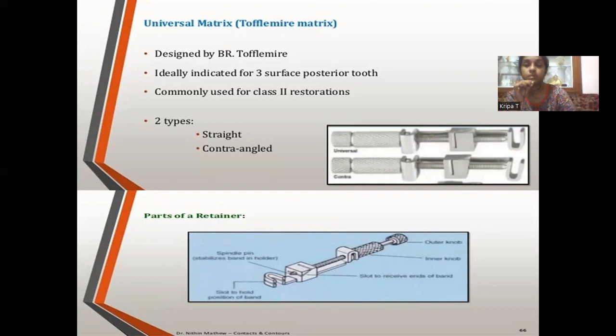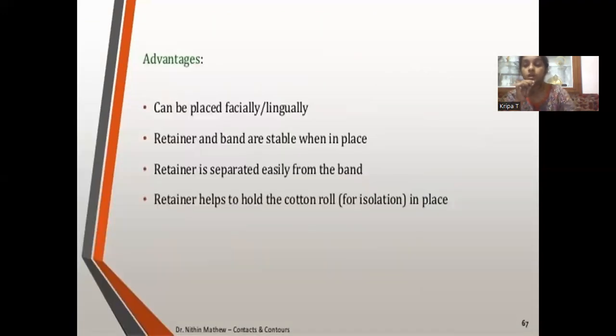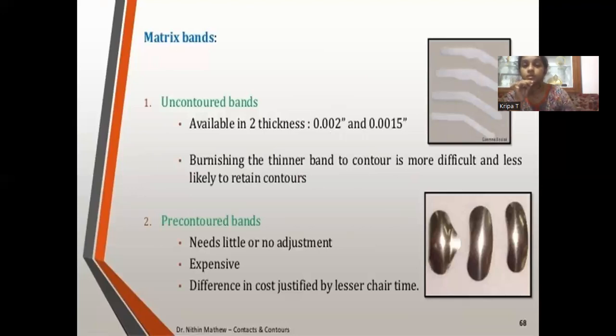Tofflemire is a universal matrix system introduced by Dr. Tofflemire for Class 2 restoration. Advantages: it can be placed facially or lingually. Retainer and band are stable when in place. It can be separated easily and can be held in position too. Matrix bands available are either uncontoured, which need to be contoured with a suitable instrument, or pre-contoured, which are a bit expensive but easy to apply.